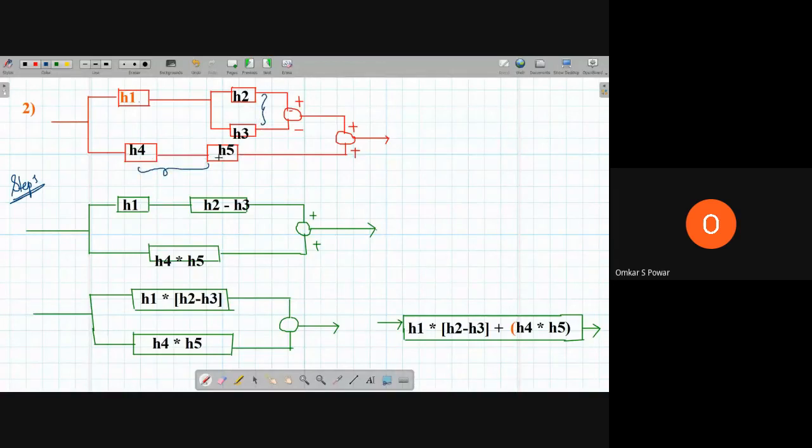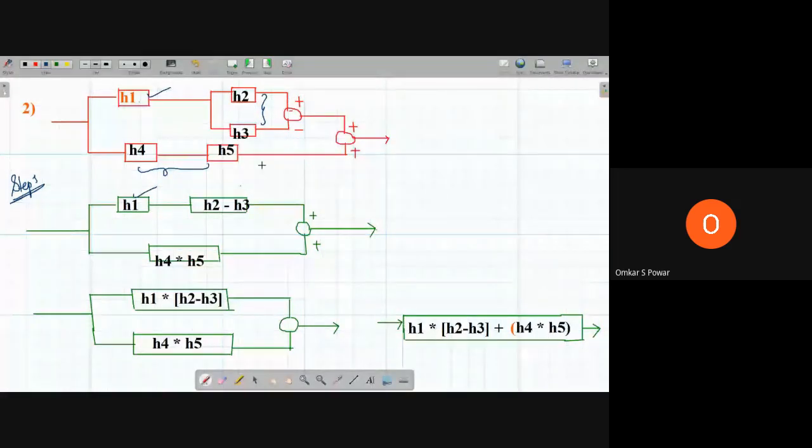So h1 you write as it is, this block. So h2 parallel h3 is h2 minus h3. Why is it minus h3? Here the symbol is minus. So please observe this symbol, what they have given, plus or minus. So it is h2 minus h3.